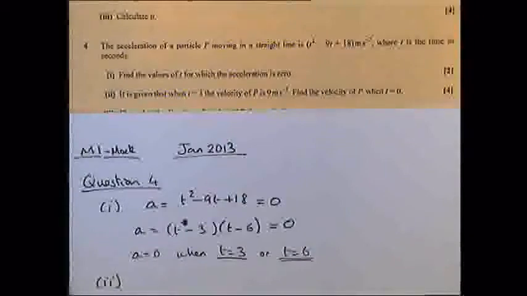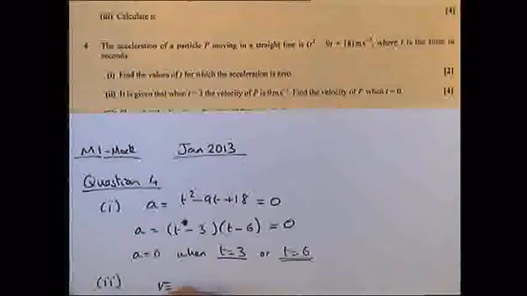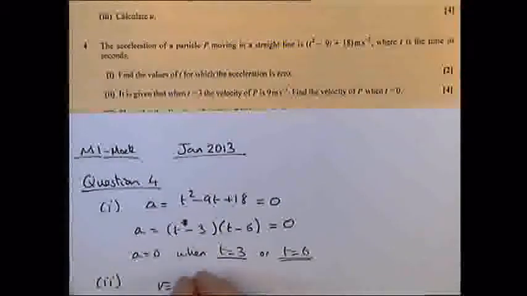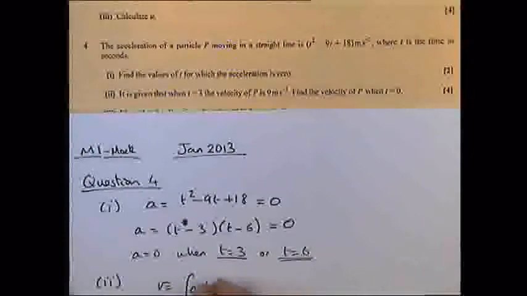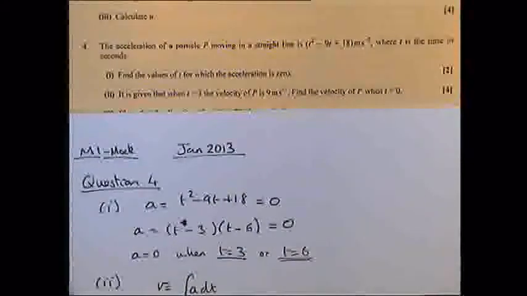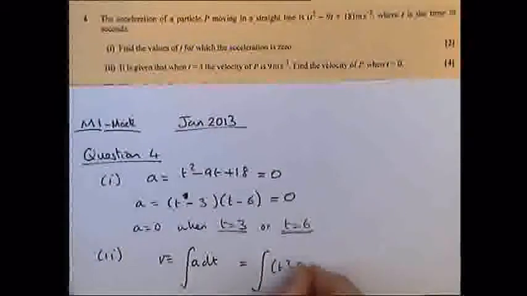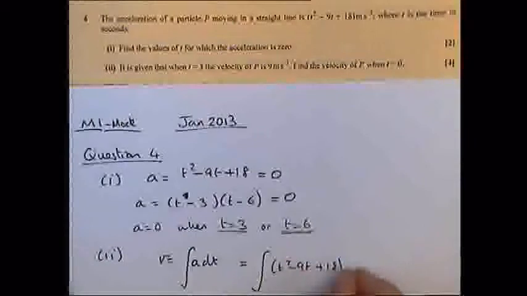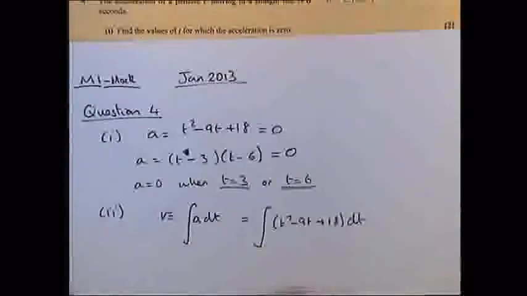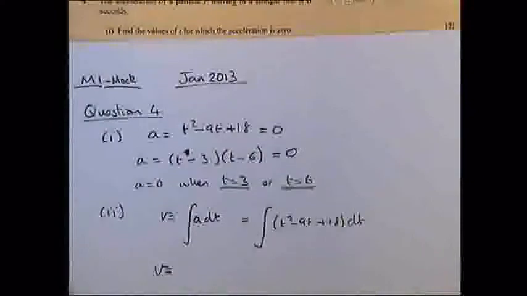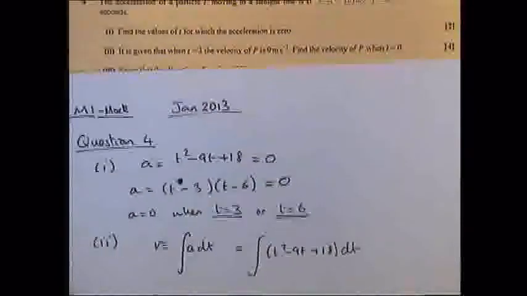Now part 2. It is given that when t equals 3 the velocity is 9 meters per second. Find the velocity of P when t equals 0. Okay, well, we should know that the velocity is equal to the integral of the a function with respect to t. So I've got to integrate t squared minus 9t plus 18 with respect to time, and that will give us the velocity. So integrate that please.